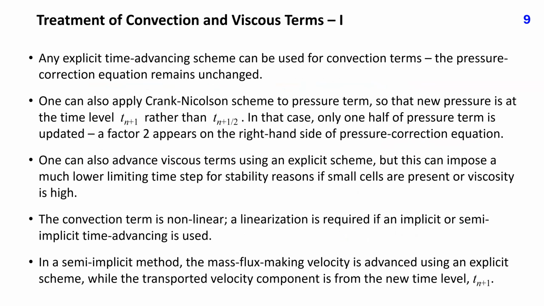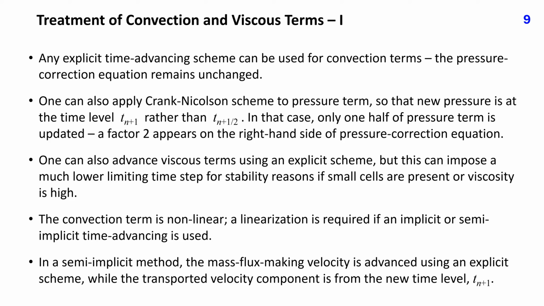Any explicit time advancing scheme can be used for convection terms. The pressure correction equation remains unchanged. One can also apply the Crank-Nicolson scheme to the pressure term so that the new pressure is defined at the time level Tn plus 1 rather than Tn plus 1/2. In that case, only 1/2 of the pressure term is updated. A factor 2 appears on the right-hand side of the pressure correction equation.